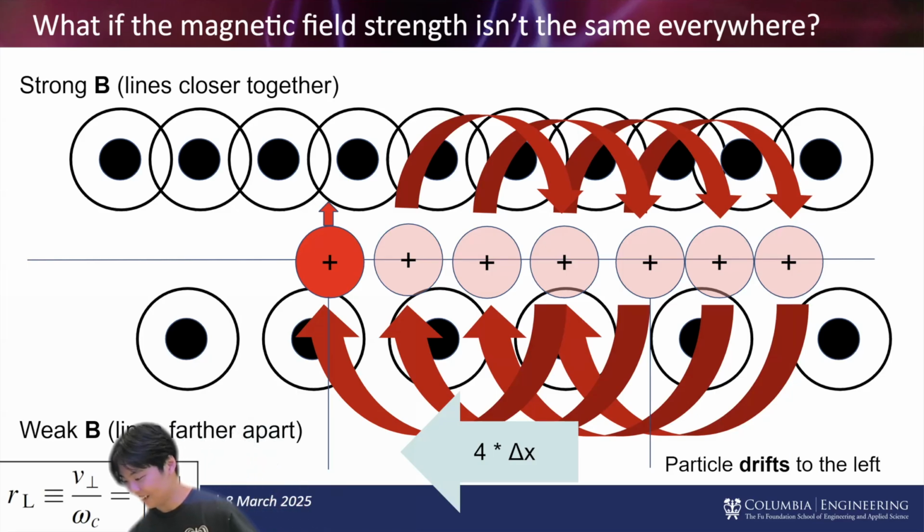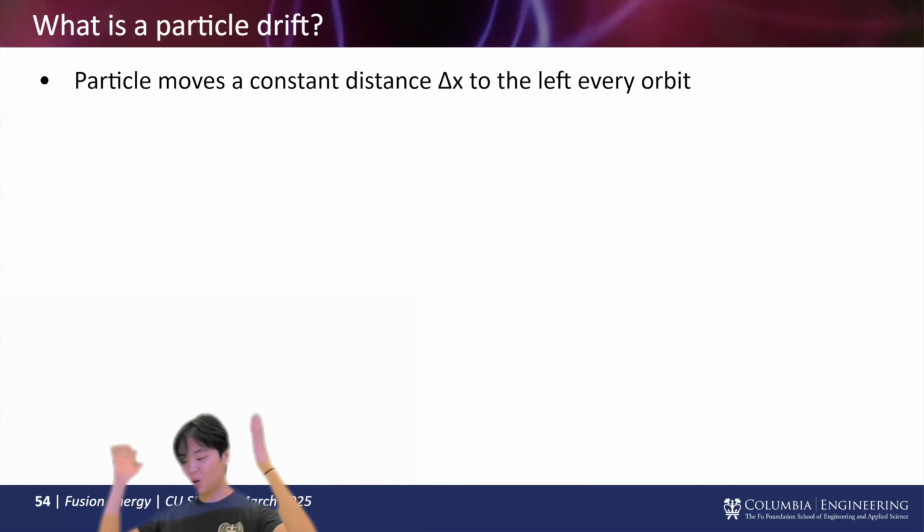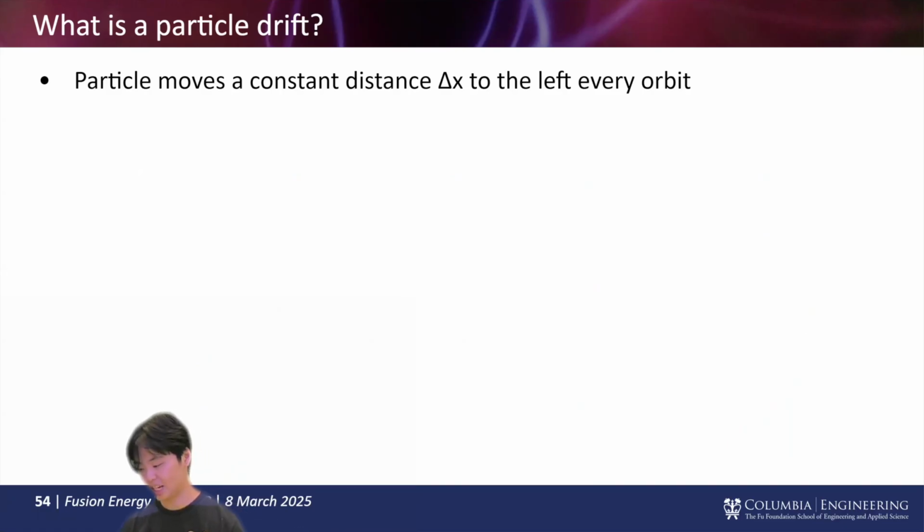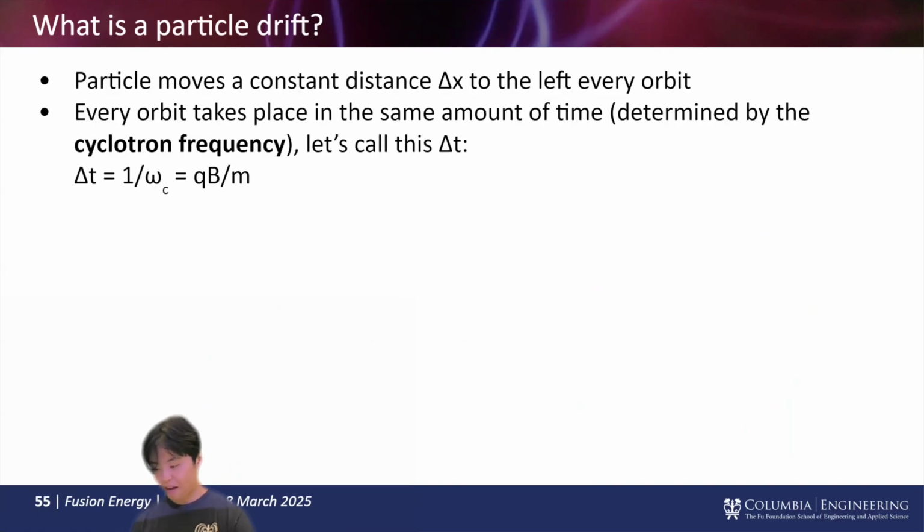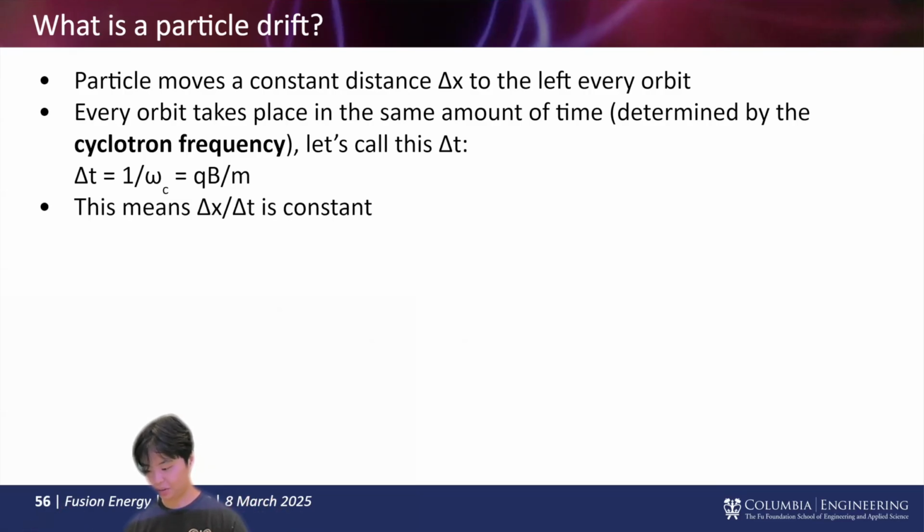Okay, so now this is called a drift. So what is a particle drift? Well, the particle is moving a constant distance, delta x, and in this case it's to the left every orbit. Every orbit takes place in the same amount of time. This is the cyclotron frequency that I was speaking about, and we can call this period delta t, which we can describe using qB over m, and that is constant. Delta x over delta t is constant, since every orbit takes place in the same amount of time.